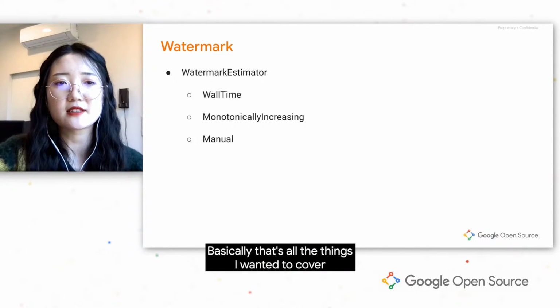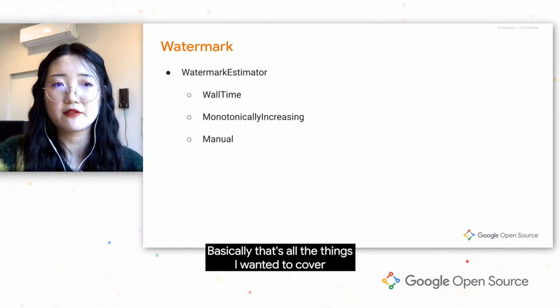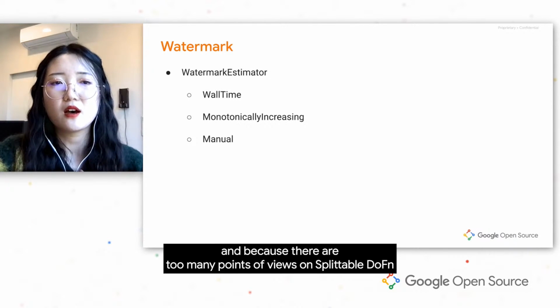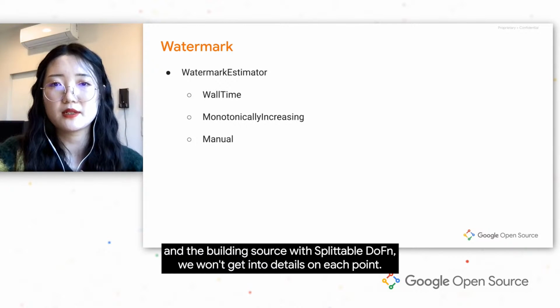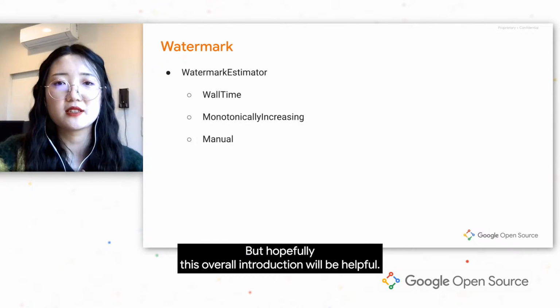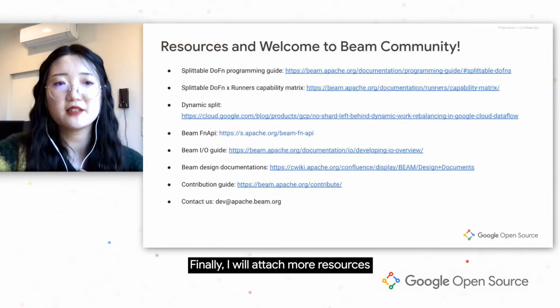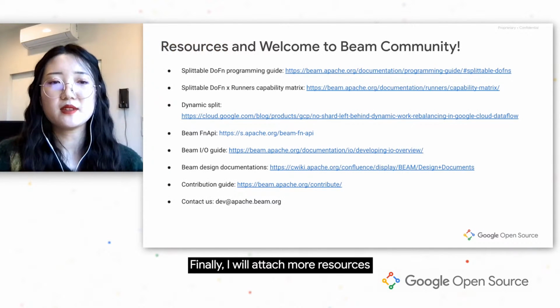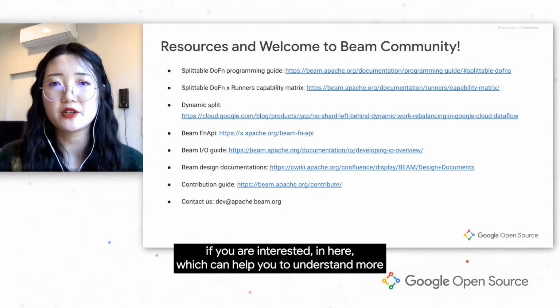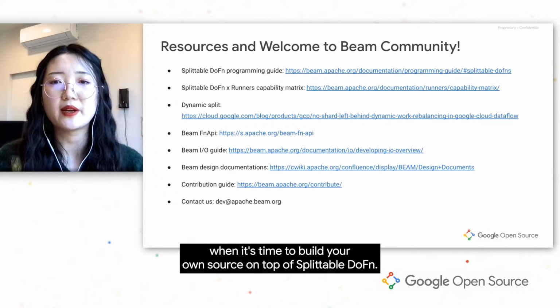So basically, that's all the things I want to cover. And because there are too many points of view on the Splittable DoFn and building sources with Splittable DoFn, we don't get into details on each point, but hopefully this overall introduction will be helpful. And finally, I will attach more resources if you are interested here, which can help you understand more when it's time to build your own source on top of Splittable DoFn.